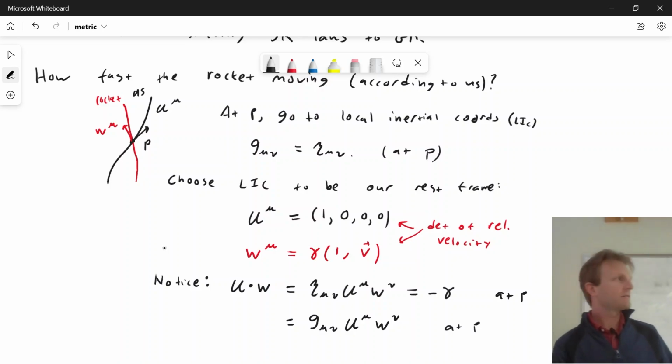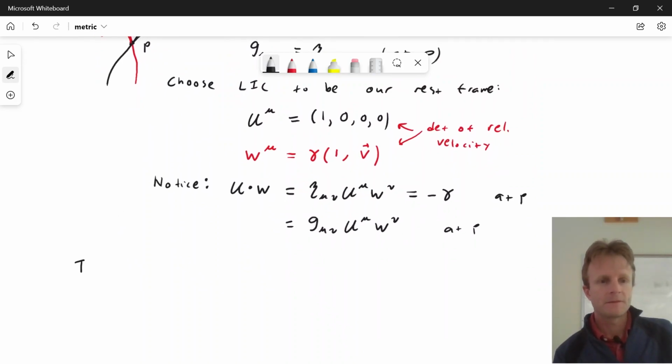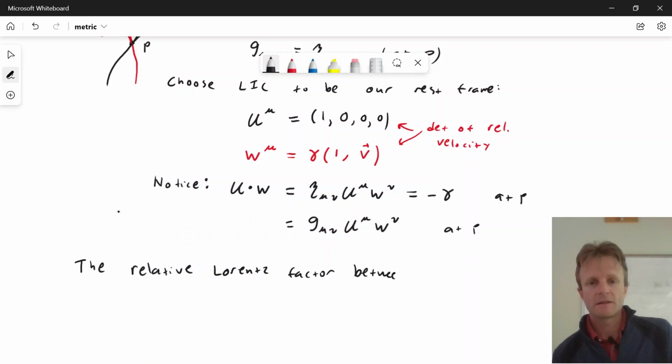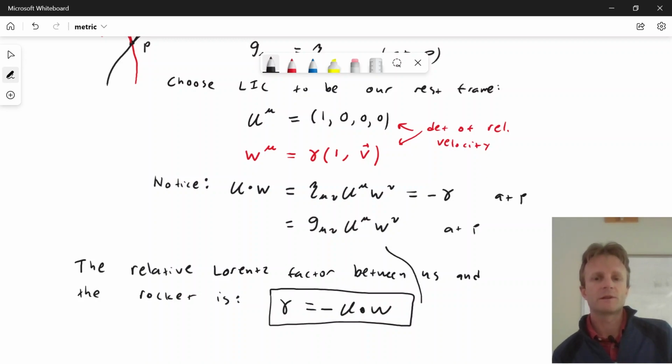But now, these are just tensors that are well-defined everywhere. Everything's independent of coordinates, because we're using the actual space-time metric, a 0-2 tensor, the actual four-velocity of us, and the actual four-velocity of the rocket. Okay? So what this means is the relative Lorentz factor between us and the rocket is gamma equals minus u dot w, where I really mean this one here with the metric. Okay, so this is a perfectly tensorial expression.